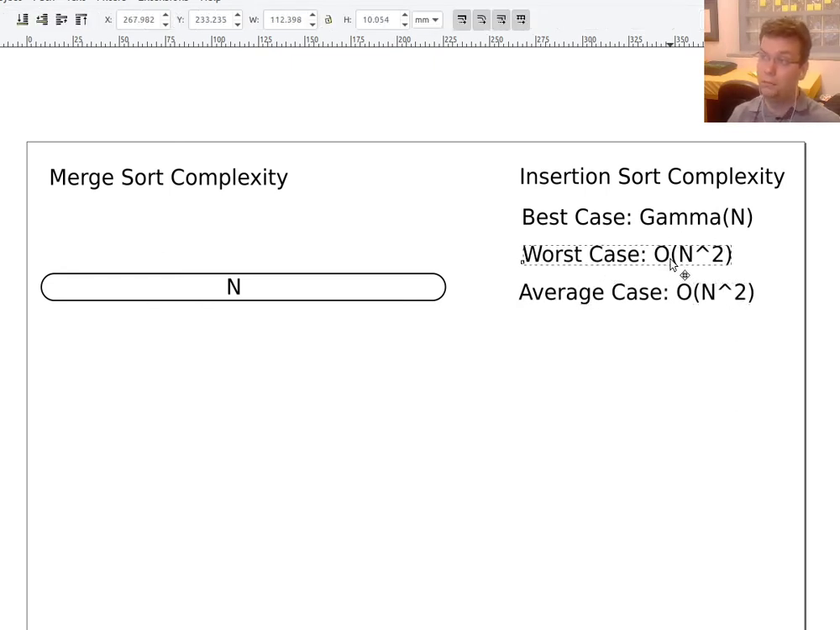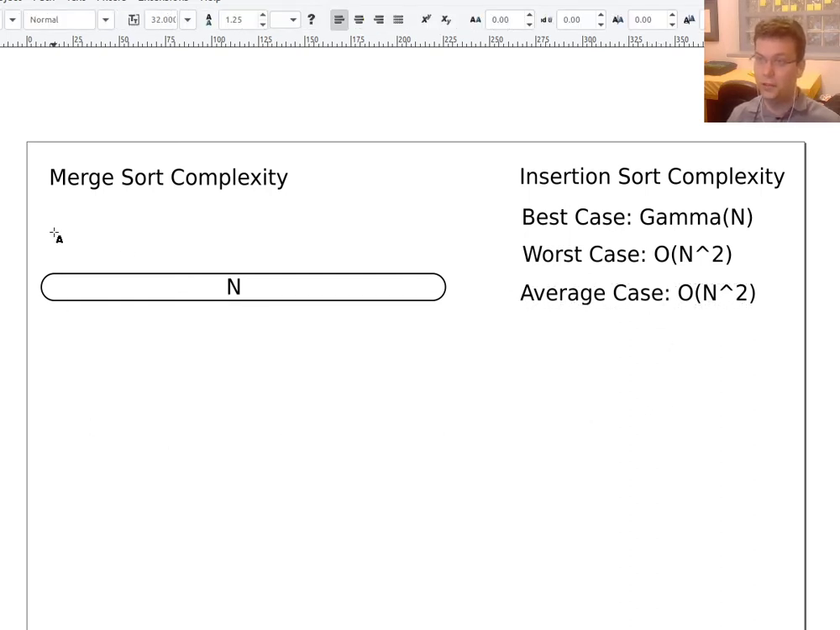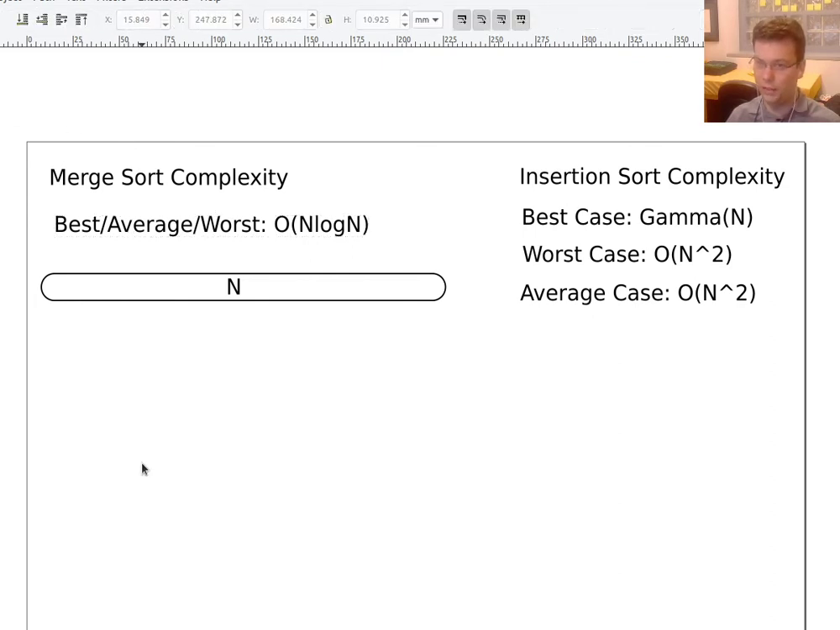So the question is, does merge sort do better? Well, it turns out merge sort is incredibly reliable and reliably better. So the best, average, and worst case are all O of n log n. Okay, so I just want to sketch out a proof for this to give you some intuition.